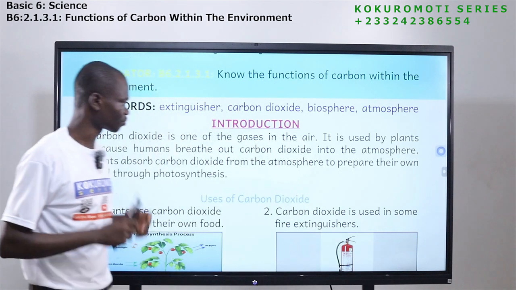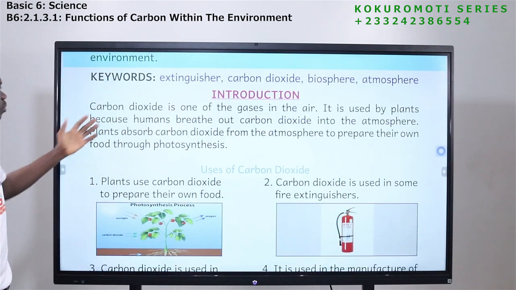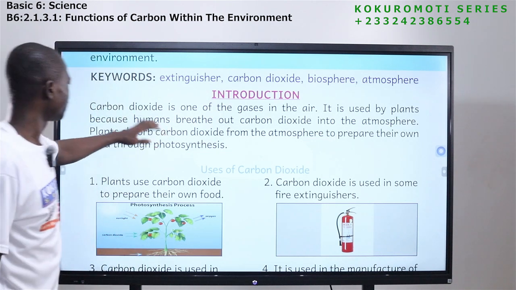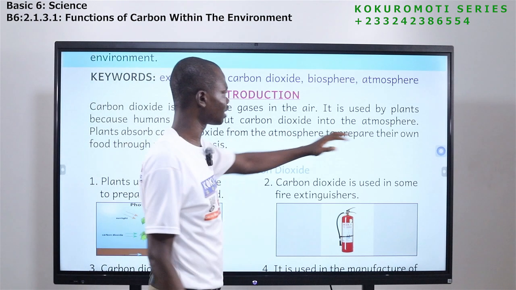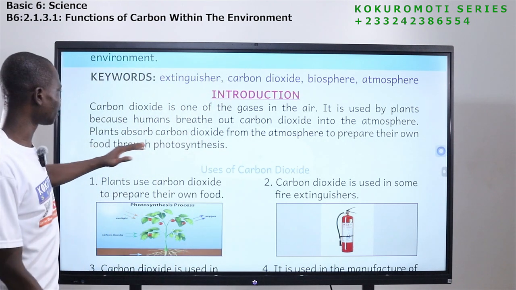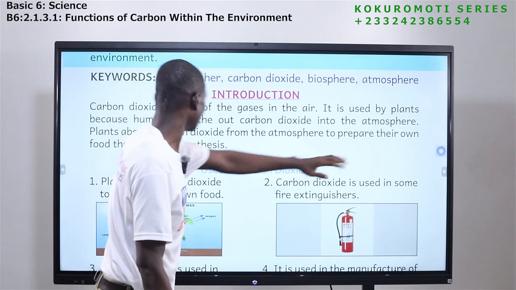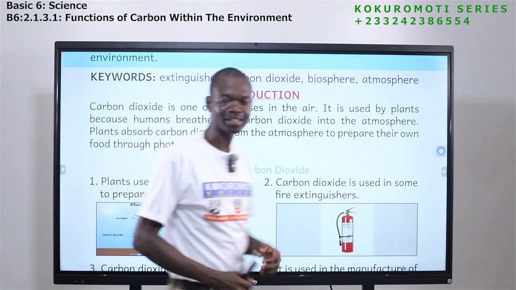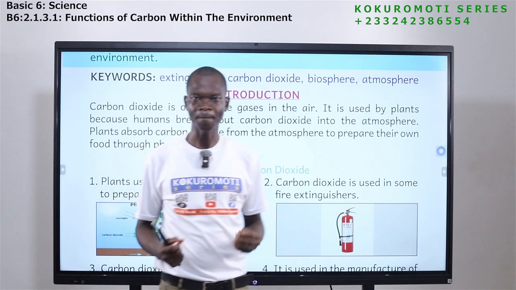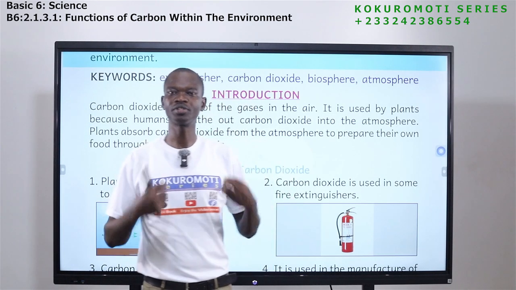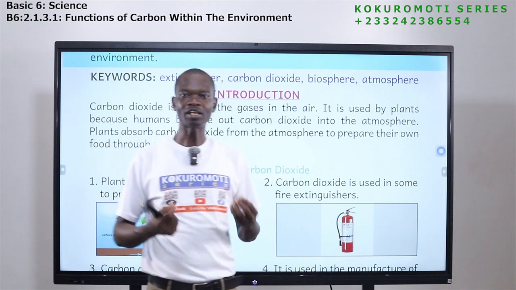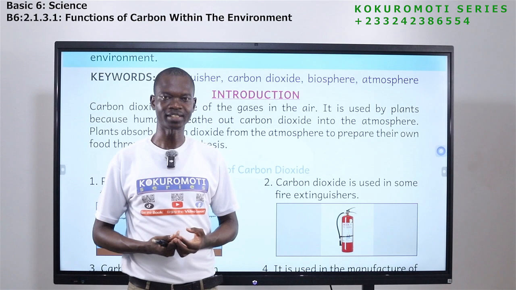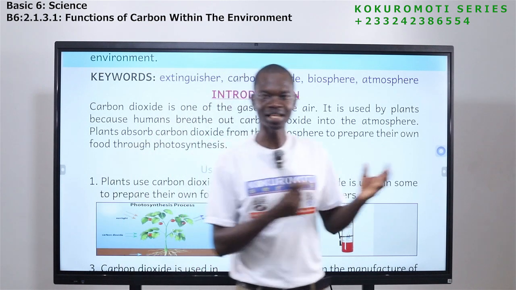I want you to pay attention. Let's look at what we have here. So carbon dioxide is one of the gases in the air. It is used by plants, because humans breathe out carbon dioxide into the atmosphere. Plants absorb carbon dioxide from the atmosphere to prepare their own food through photosynthesis. I said that carbon dioxide is one of the components of air. Human beings, we breathe in, we breathe out. The air that we breathe in has oxygen. What we breathe out is carbon dioxide. The carbon dioxide too is what plants need.